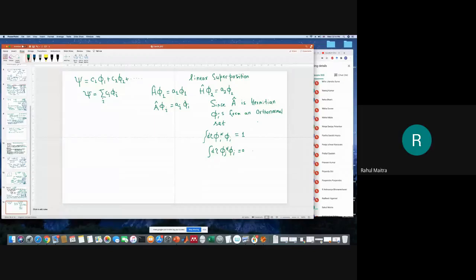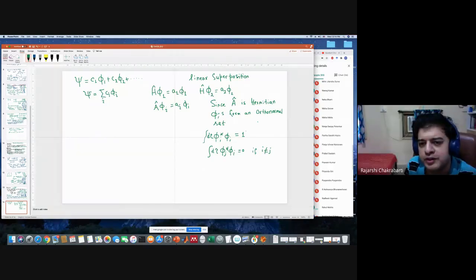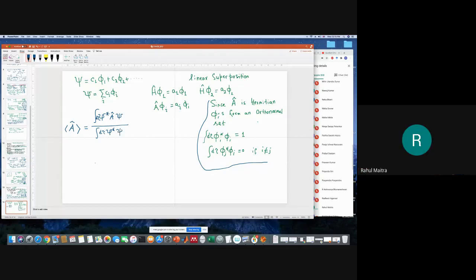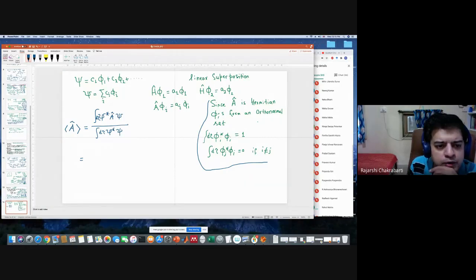Yes, sir. Okay. Now, if this is clear, I can write down the expectation value also. This is important, which you have not discussed so far. So let us write down the expectation value of A, the average. It is going to be psi star A psi. And now I'm going to replace psi with this.